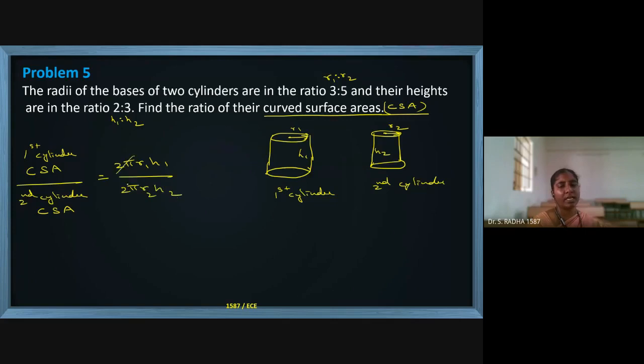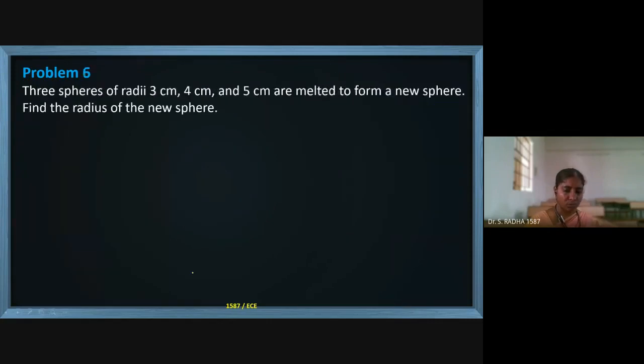So 2 pi gets cancelled. So R1 H1 by R2 H2. R1 is 3 and H1 is 2, R2 value is 5, H2 value is 3. So it is 6 by 15. If you cancel with 3, it is 2 by 5. So the required ratio is 2 is to 5. I am going to the last problem. We will close with this.